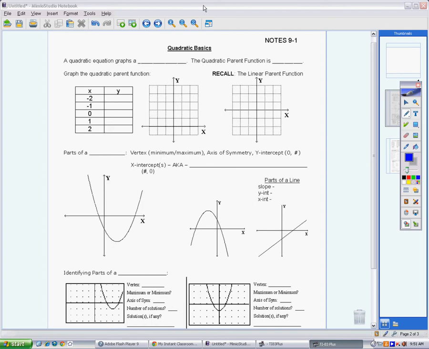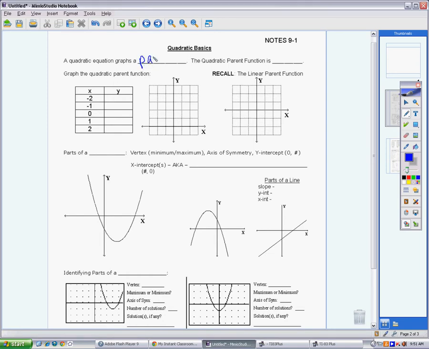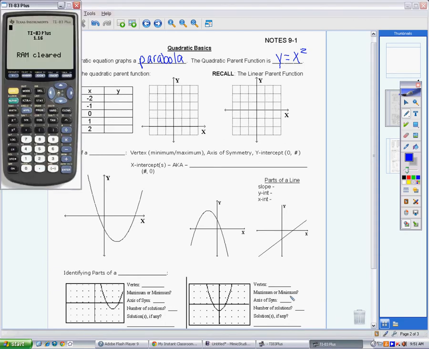Okay, 9.1 notes, a quadratic graphs a parabola. It's a U-shaped graph. The quadratic parent function is y equals x squared. And what we're going to do is bring up my calculator, go to y equals, and type in x squared. I'm going to graph it, and this is what our parent function looks like. It's called a parabola. It's a U-shaped graph.